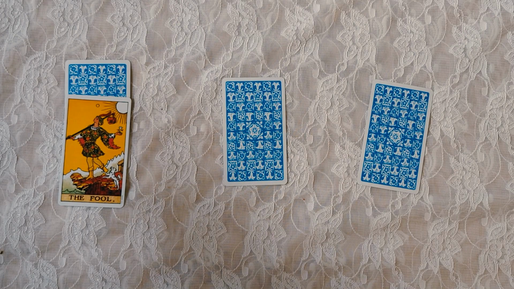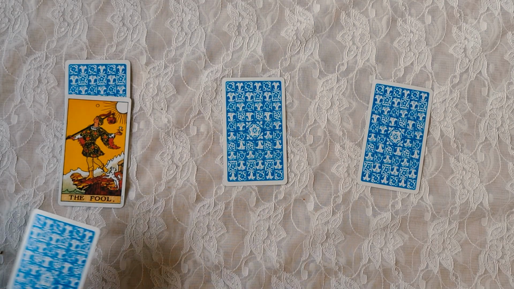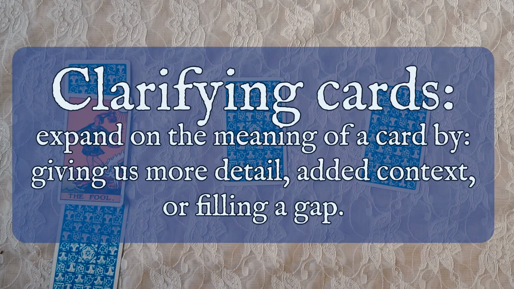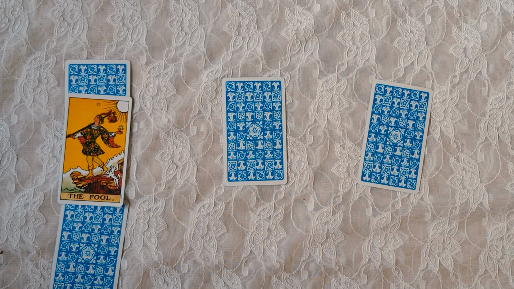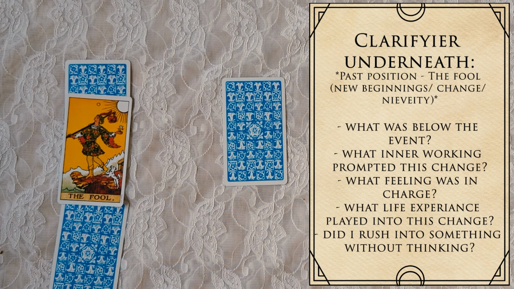When we then begin to build out our spreads, the spaces between become important as well. So let's say that I have drawn the Fool in the past position, but something about this position doesn't feel quite right. So we decide to pull a clarifying card. These are cards that expand out that meaning and give us a little bit more information. So we've got the Fool in the past. Maybe I draw a clarifying card and I feel the need to put it underneath the Fool. So what were the feelings and actions underneath you deep down that maybe prompted this change? Or was that a symptom of the change?